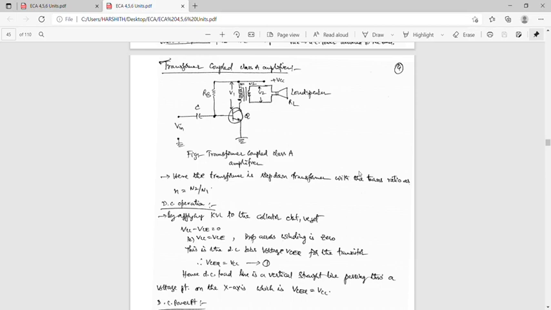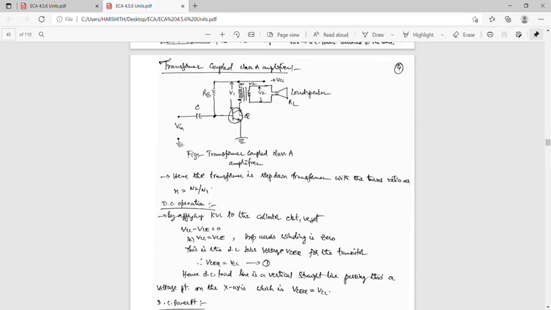This is the Class A type. This is a diagram of a transformer coupled Class A power amplifier. It is a CE configuration, a CE transistor, where the emitter is grounded, and this is the transformer. This is the base, the RB resistance, and the last stage is the loudspeaker. This is the load resistance. So this diagram is the transformer coupled Class A power amplifier.